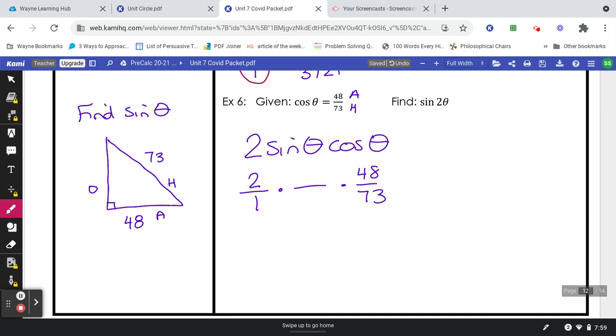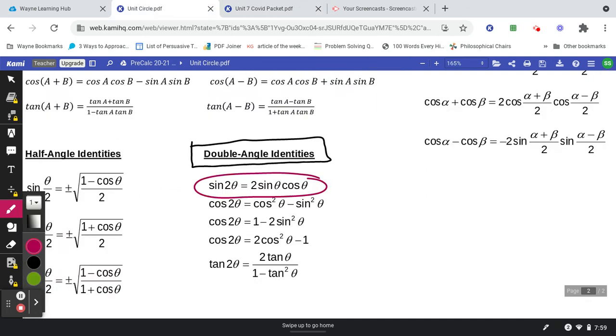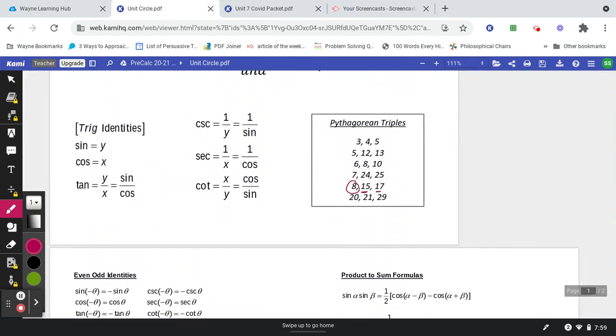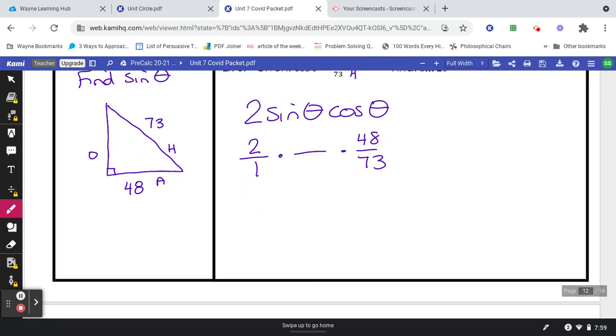All right, let's double check our Pythagorean triples on the front of our unit circle and see if we have anything that large on there. I don't see any numbers that are as large as 73 or 48. So we'll have to do the Pythagorean theorem in order to figure out this missing side. All right, so a squared plus 48 squared equals 73 squared.